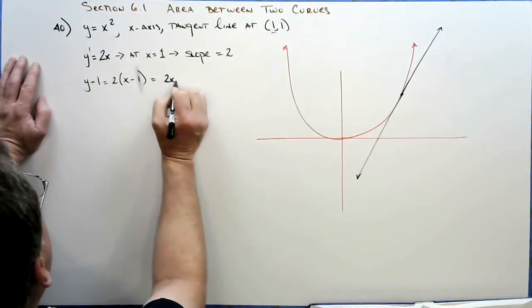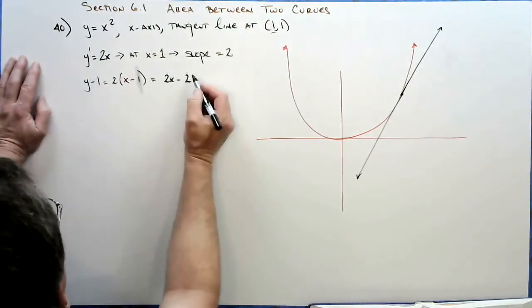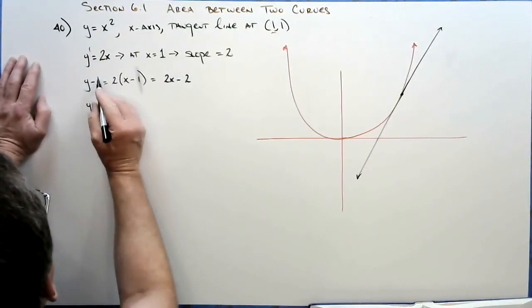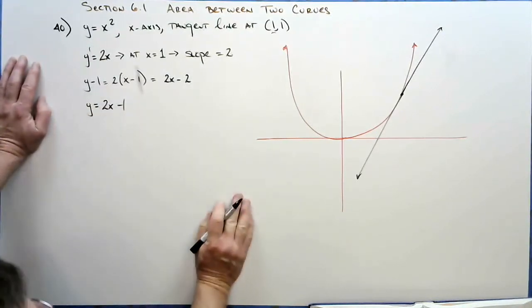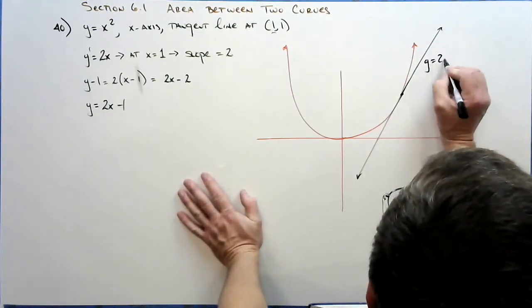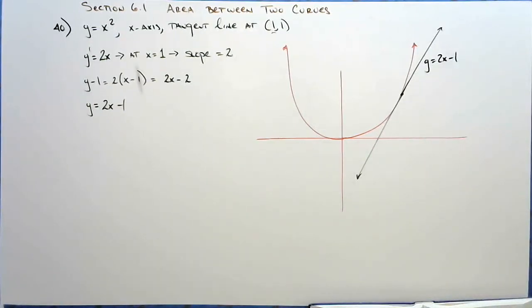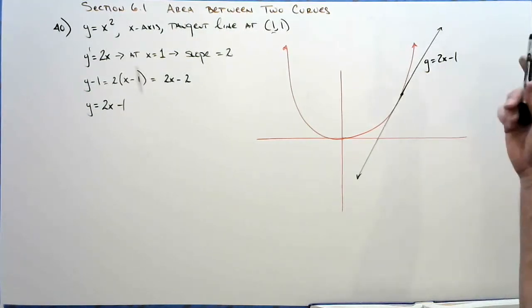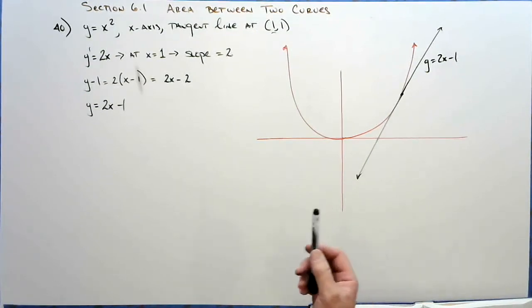That gives me 2x minus 2. Bring the 1 over here and we get y equals 2x, minus 1, right? So that's the equation of our line. And it goes through (1, 1), because when I put x is 1 in here, I get 2 times 1, 2, minus 1, 1. And its slope is 2.